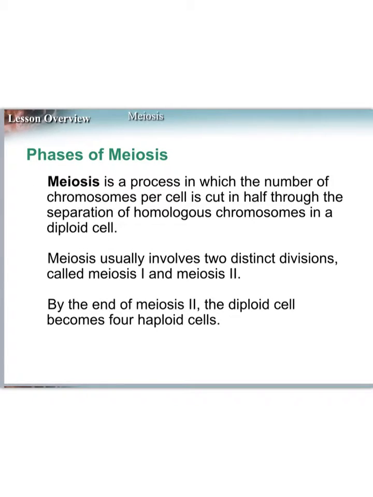Meiosis is a process in which the number of chromosomes per cell is cut in half through the separation of homologous chromosomes in a diploid cell. Meiosis usually involves 2 distinct divisions called meiosis 1 and meiosis 2. By the end of meiosis 2, the diploid cell becomes 4 haploid cells.